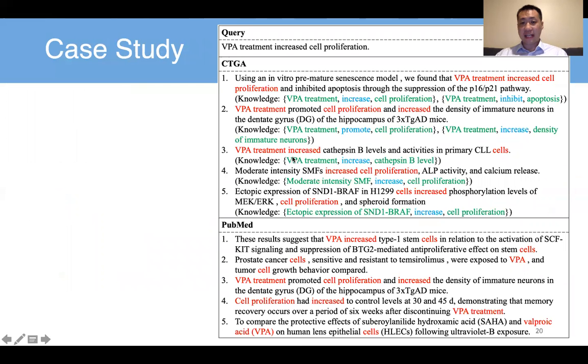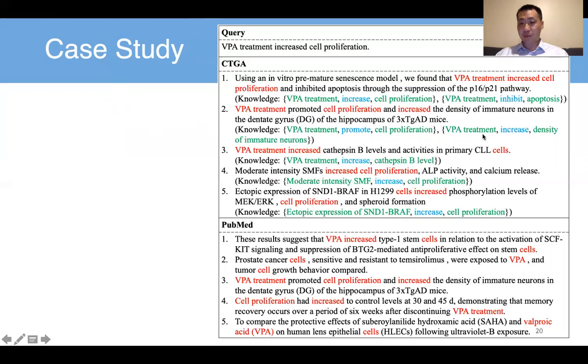Some case study showing this is our system CTGA, and this is PubMed. So if we put a query down here, we want to know relevant publications about, like, VPA treatment to increase the cell proliferation. The CTGA will let you know, okay, actually this sentence is talking about the VPA treatment increasing the cell proliferation, which has exactly the same knowledge. Well, it also gives you VPA treatment may inhibit some other kinds of things, right? And also other suggested publications, they all have relevant tuples or relevant knowledge.